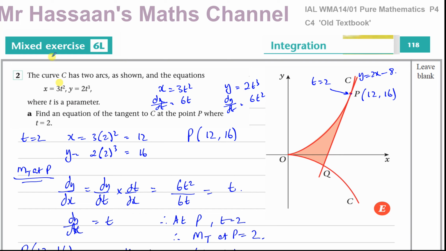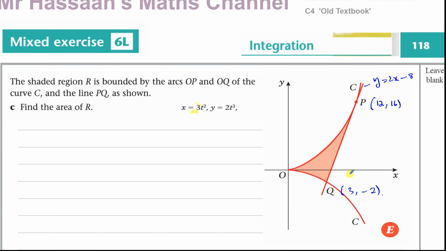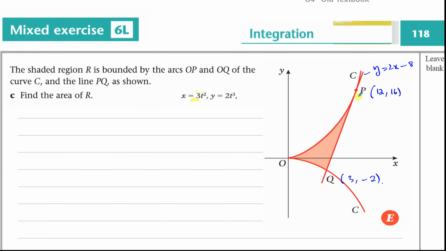Now, part C was actually the part that the students were asking about mostly, so I'm going to go through that now. So here we have the information that we know so far. This is the equation of the line. This is the point P. This is the point Q. Now, they say the shaded region R is bounded by the arcs OP and OQ of the curve, and the line PQ as shown. So we want to find the area of this shaded region.